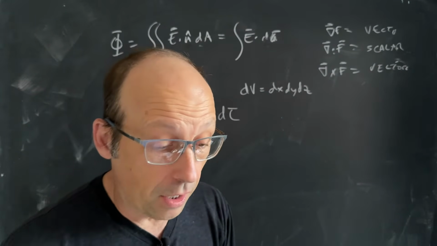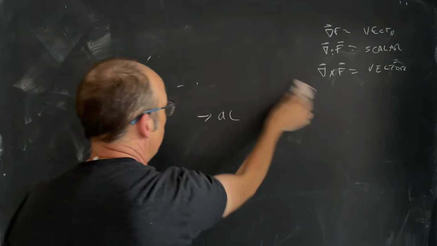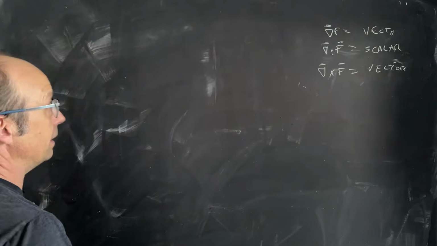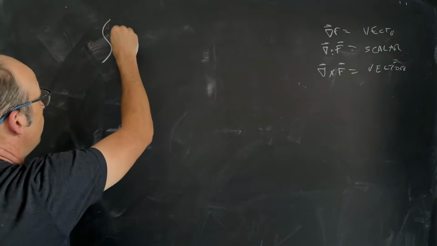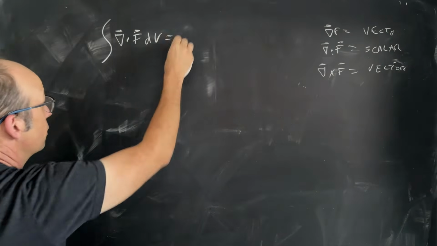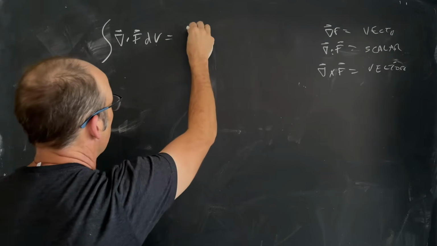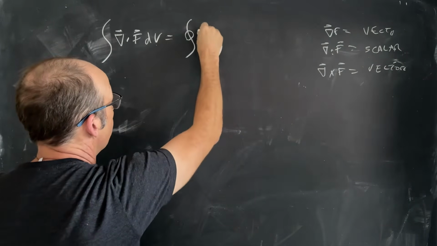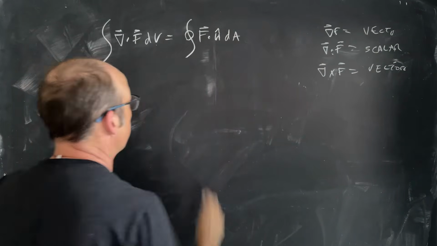Now we have two very important things, not going to derive. They come up a lot, and they are the divergence and Stokes theorem. So the divergence theorem says that the integral of del dot f dv is going to be equal to the closed surface area integral of f dot n hat dA.